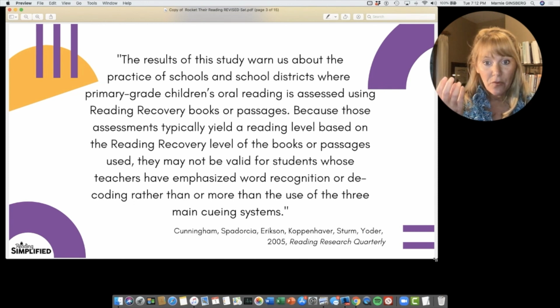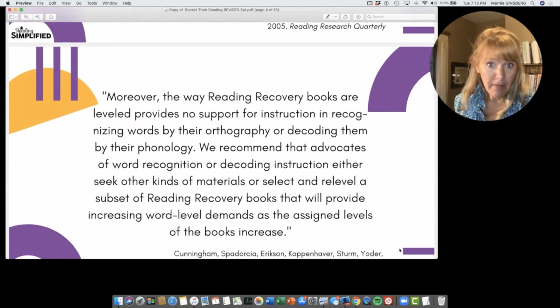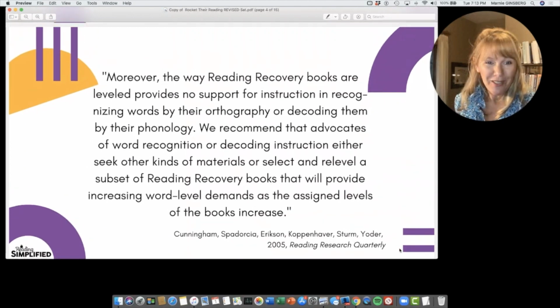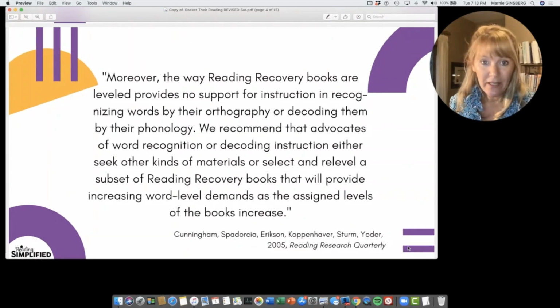So they were acknowledging that Reading Recovery is based on the concept of the three main cueing systems, which we have increasingly debunked, and many of us are moving towards emphasizing decoding and word recognition in the early grades. And yet these leveled texts don't line up to that approach to instruction. And they broke it down in many different ways. And if you want to look at that, we could link you to that study.